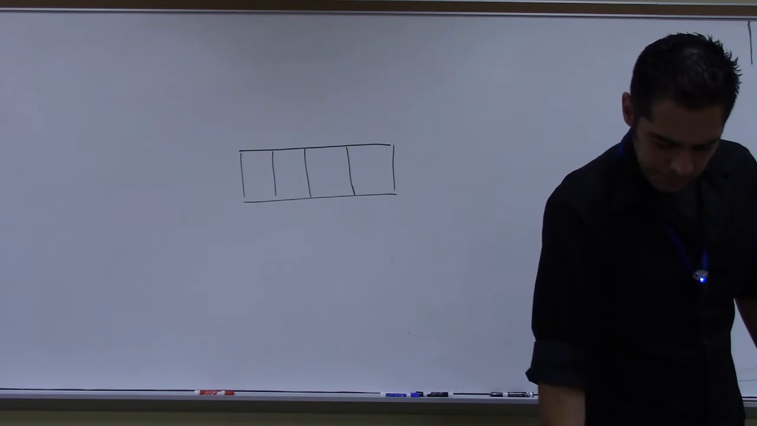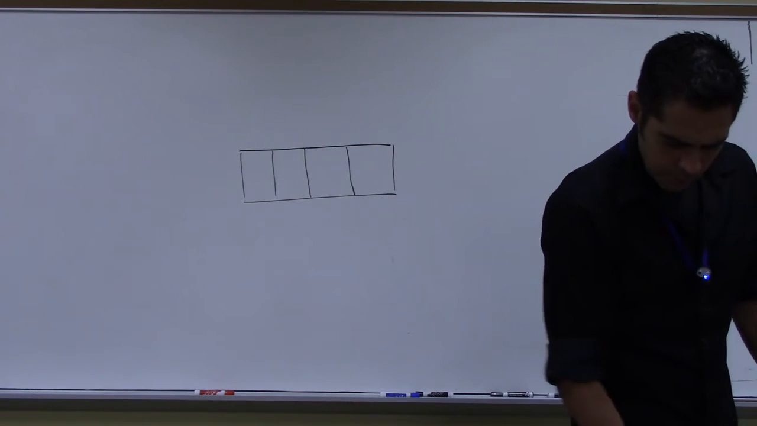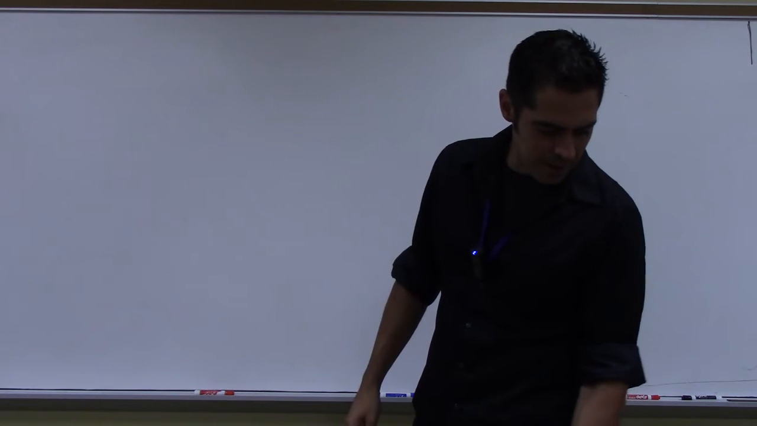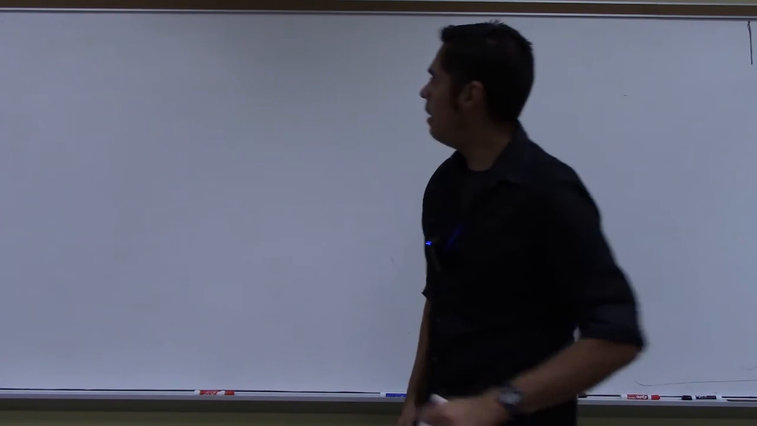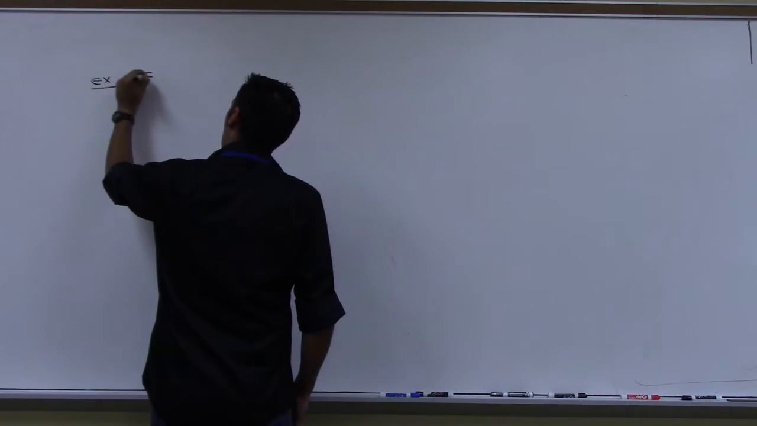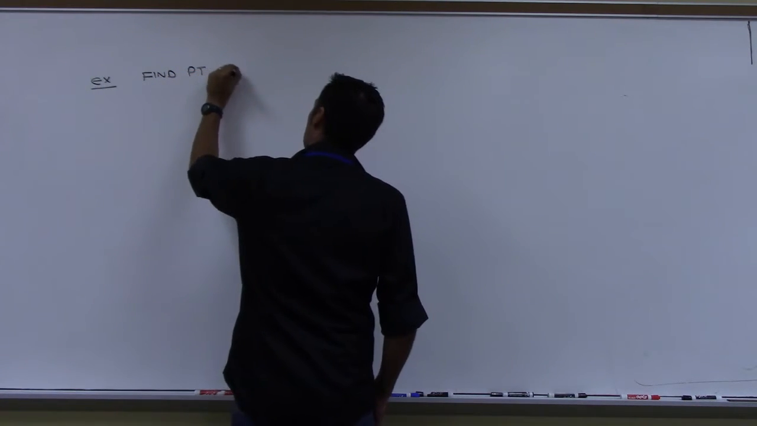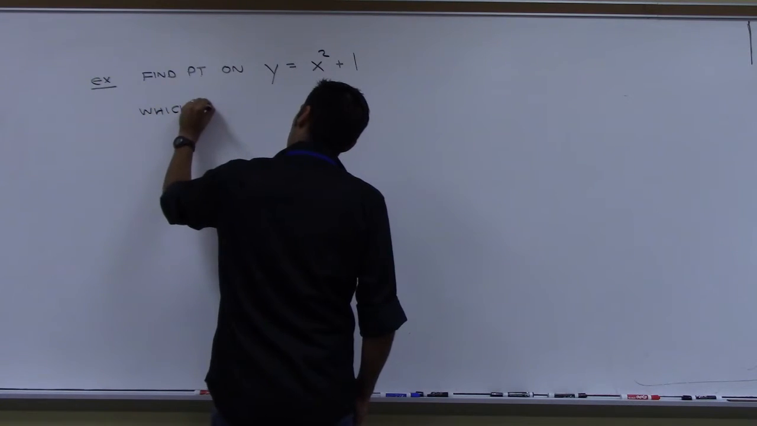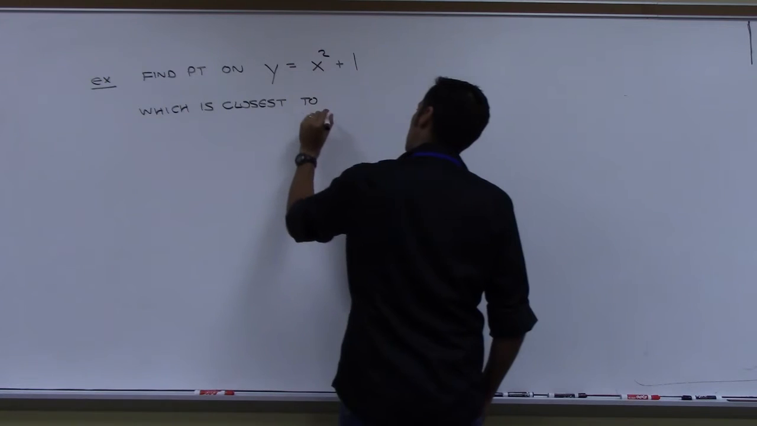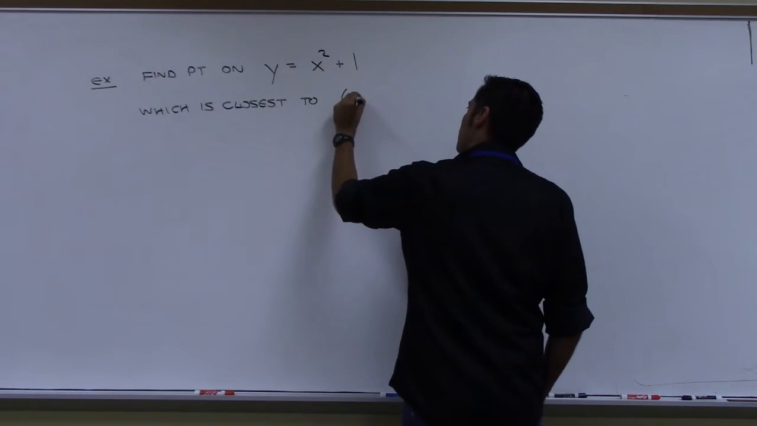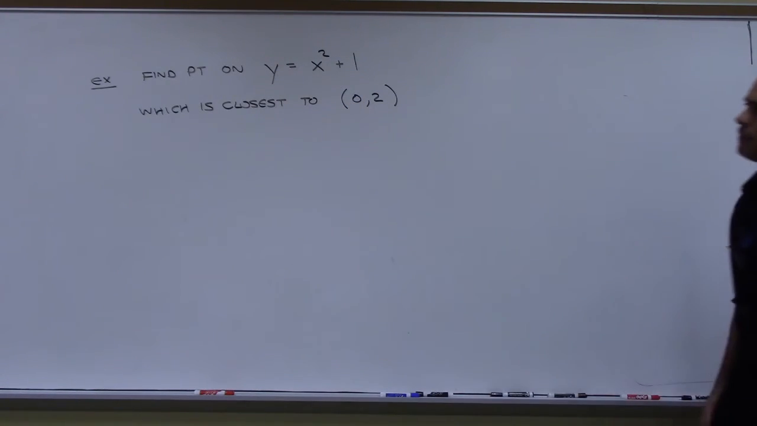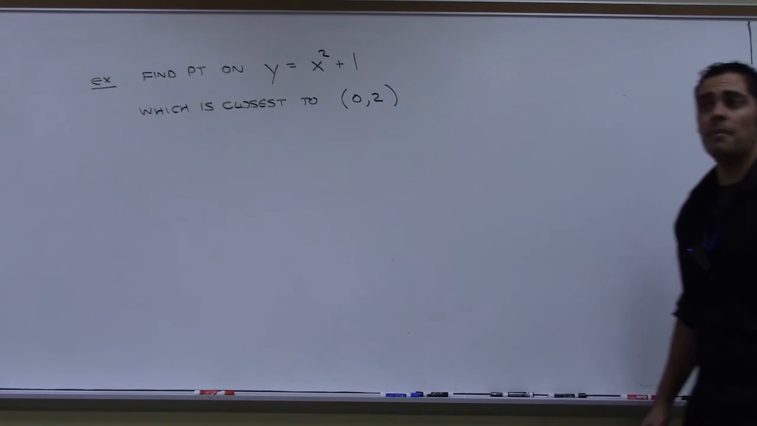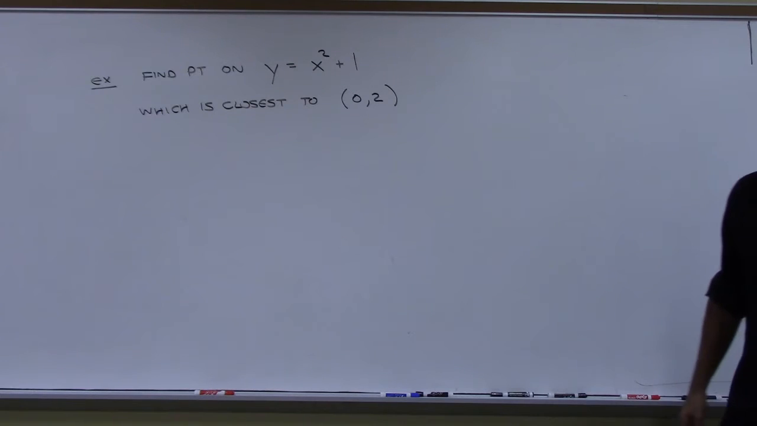Let's try something else. Man, I can't believe that took us like 45 minutes. I really kind of took my time through that. How about this? Find the point on y equals x squared plus 1 which is closest to the point 0, 2. Now this is not like a farmer word problem, but it still is an optimization problem. And after we do it, I'll talk about why you would ever want to do something like this.